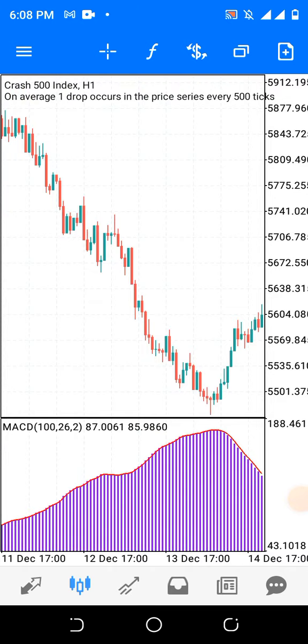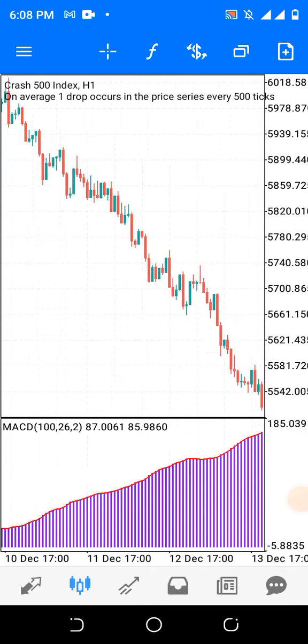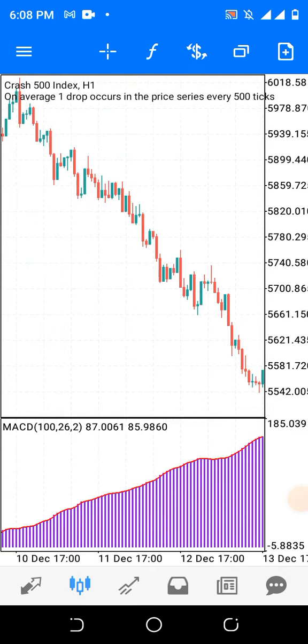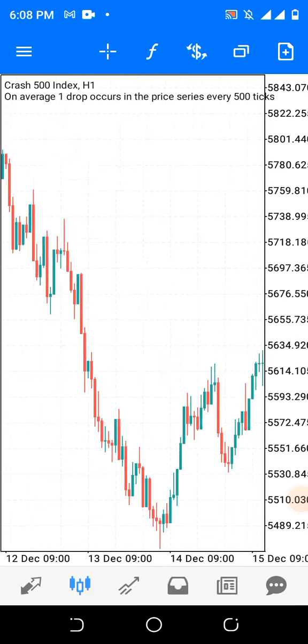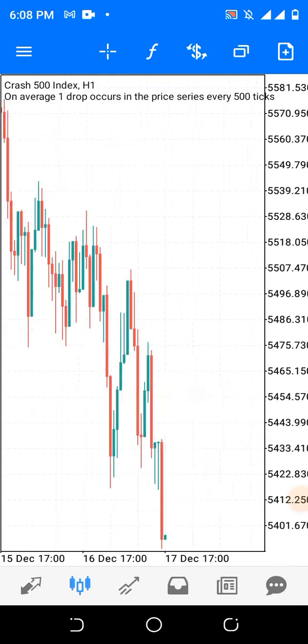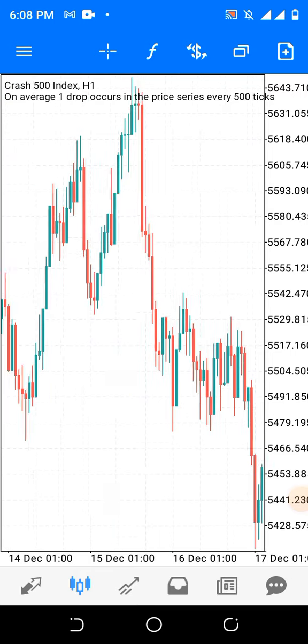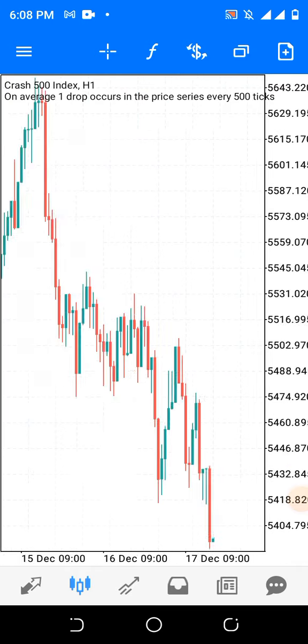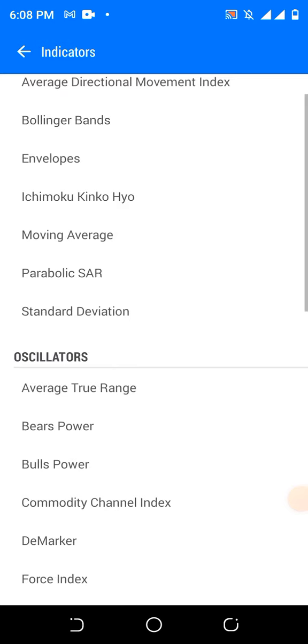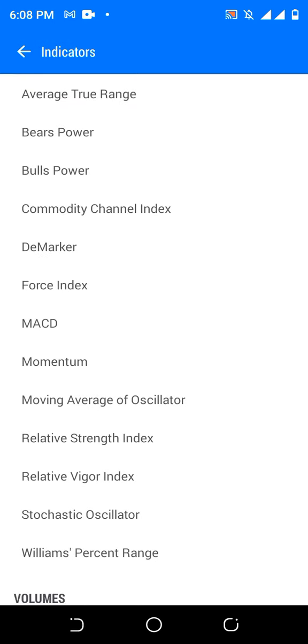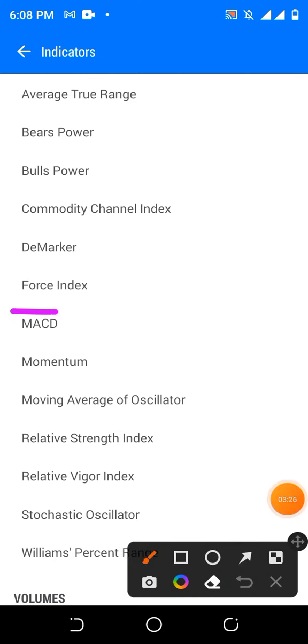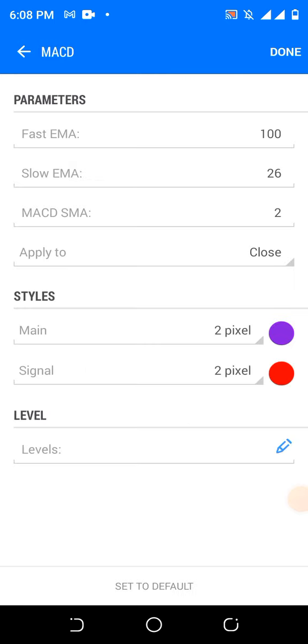Now this is how to set up the MACD indicator. First of all, let me remove this one. Now to set up the MACD indicator for Crash 500 Index, the time frame is 1 hour. Then you go to F. Now you locate MACD. Here is MACD. Do you understand? So you click on it.